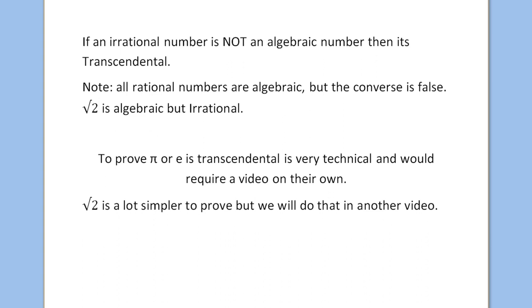Note, all rational numbers are algebraic, but the converse is false. Root 2 is algebraic, but it's irrational. Root 2 cannot be written in the form a over b, where a and b are integers. And we will prove that in another video. To prove pi or e is transcendental is very technical and would require a video on their own.